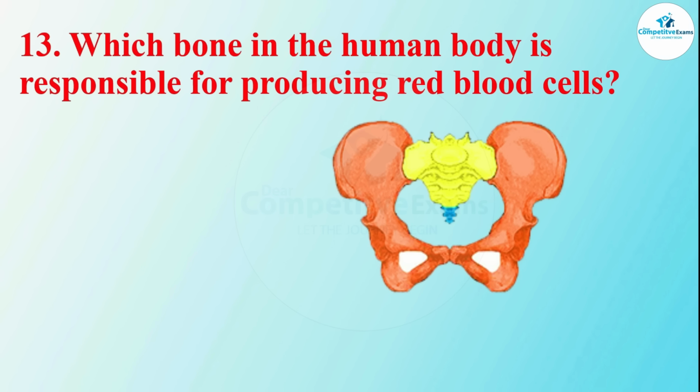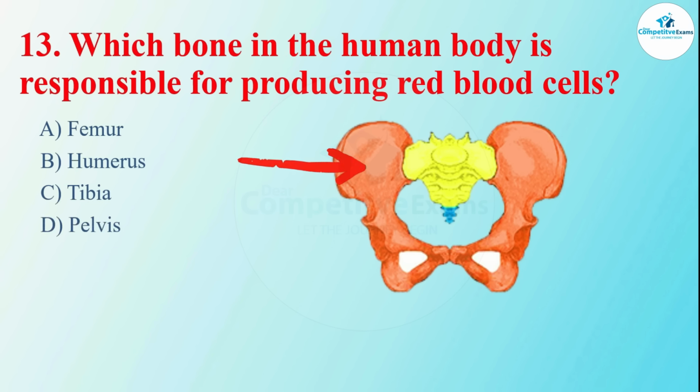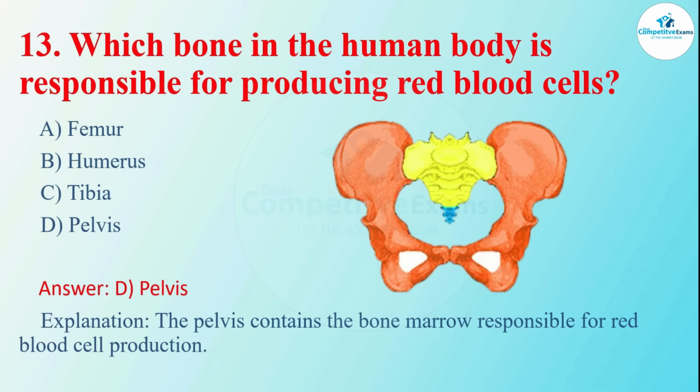Your answers are femur, humerus, tibia, pelvis. The answer is pelvis. Friends, the pelvis contains the bone marrow responsible for red blood cell production. So the bone that produces red blood cells is the pelvis, which contains the bone marrow.